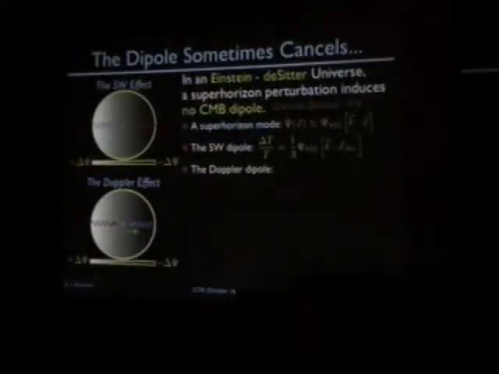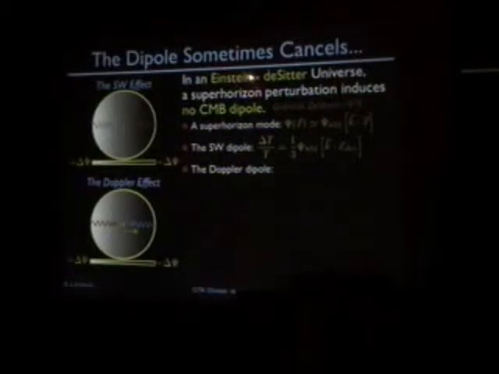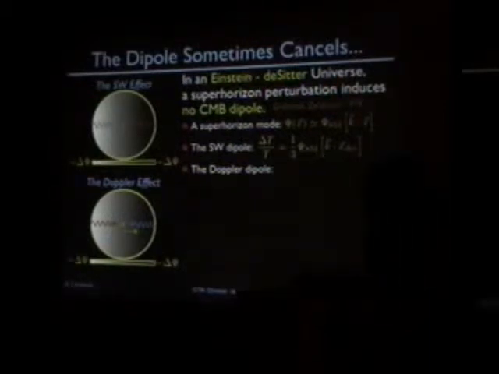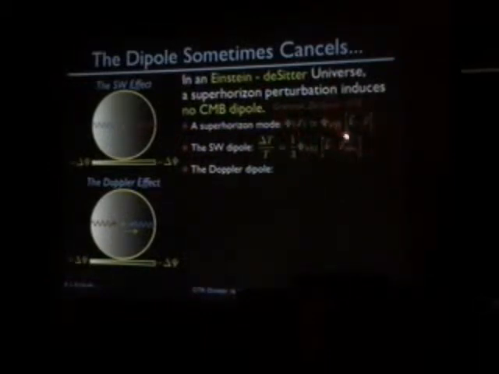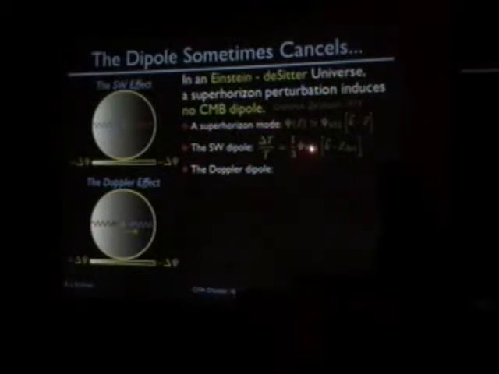So I mentioned the dipole. But the thing about the dipole is that it sometimes cancels. It's been known to cancel in an Einstein de Sitter universe since the 70s. The way that works is if you have a superhorizon potential perturbation, it can be approximated as just a linear gradient in the potential by some constant amplitude. And you end up with a Sachs-Wolfe dipole that's just 1/3 of the potential.